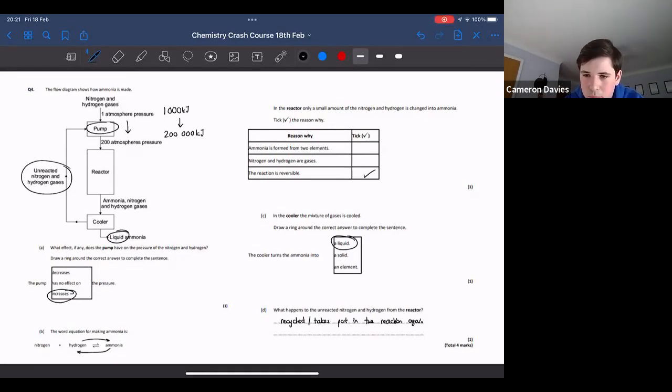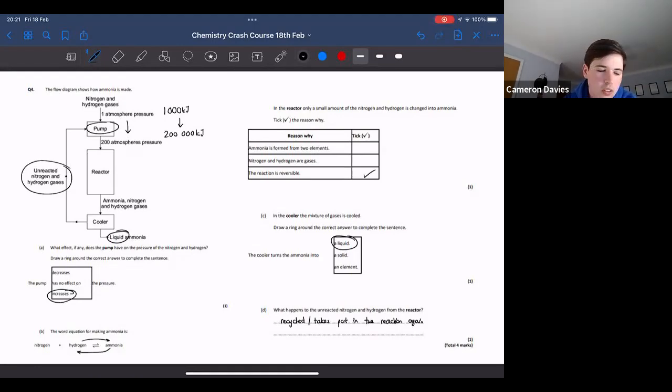Surely nothing would be made then, always more. Well, no, because some of the ammonia can be extracted before it's converted back. Not all of it would suddenly be converted back. It's constantly going, so some of it can be isolated.